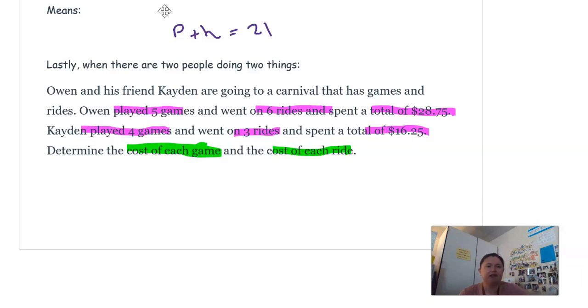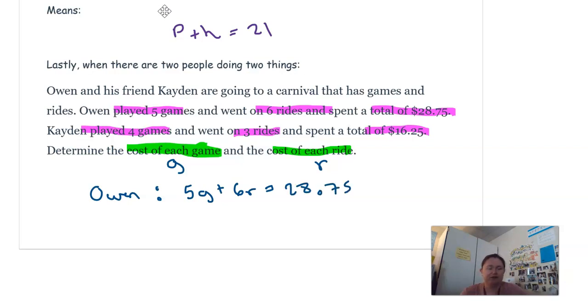Again, just for the purposes of this, normally I want you to write out your variables, but I'm going to use G for the cost of each game and R for the cost of each ride. In this situation we have 2 people, so you're basically going to have one equation for person 1 and another equation for person 2. Owen played 5 games and went on 6 rides and spent a total of $28.75. So our Owen equation is 5G plus 6R equals $28.75.